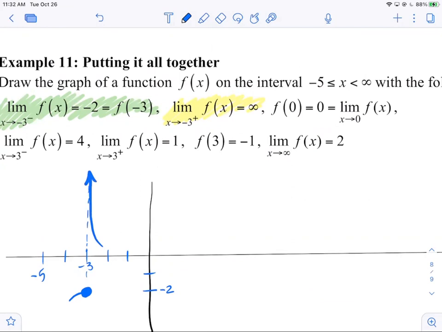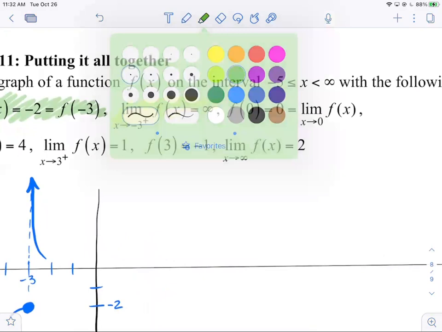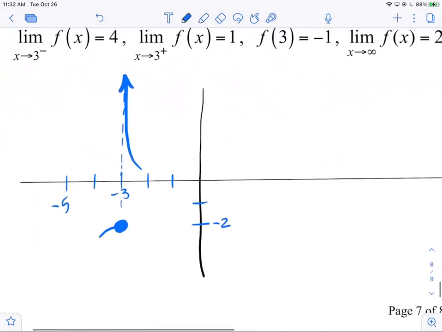You could actually have it coming from below the x-axis if you wanted to. I'm just going to have mine coming in from above the x-axis, and just a little tail on it, just to know that it's coming in from the right. All right, the next piece says that the limit as x goes to 0 in general, from the left and the right, has to equal the function value. So the function value at 0 has to be 0. So it has to pass through the origin.